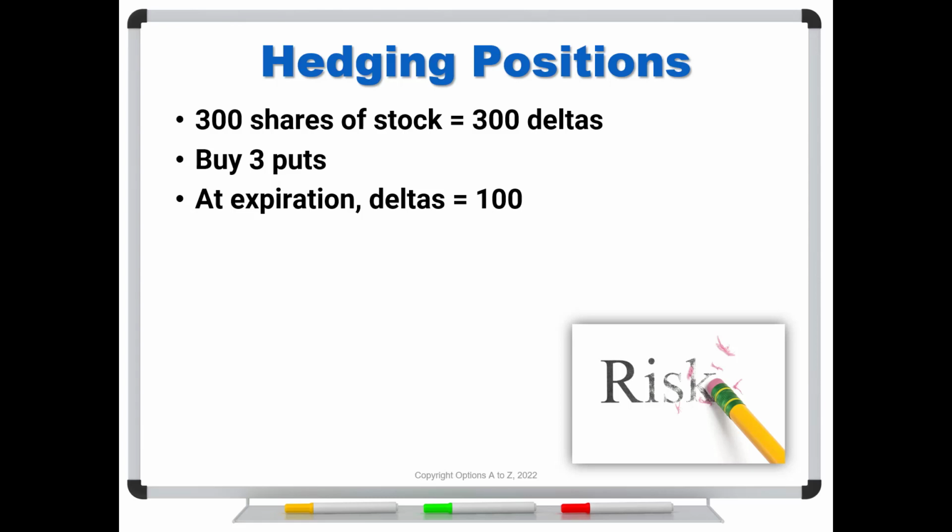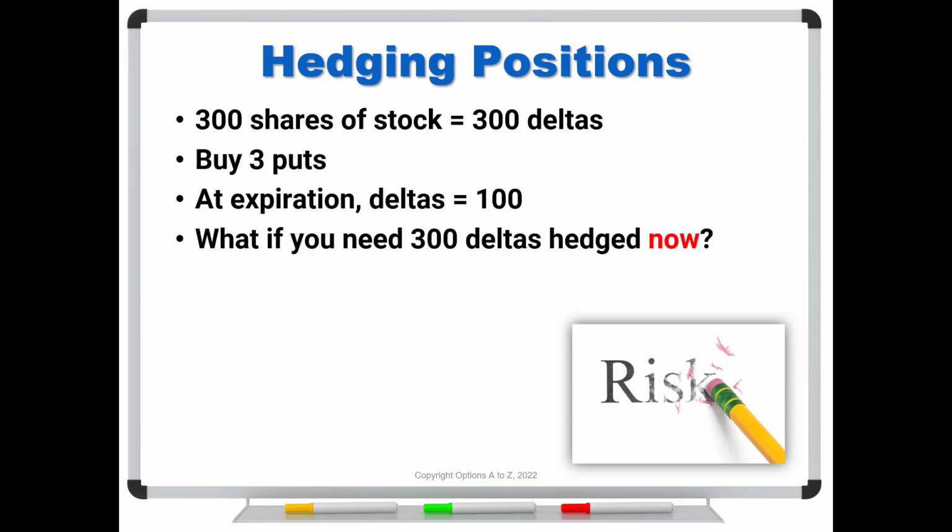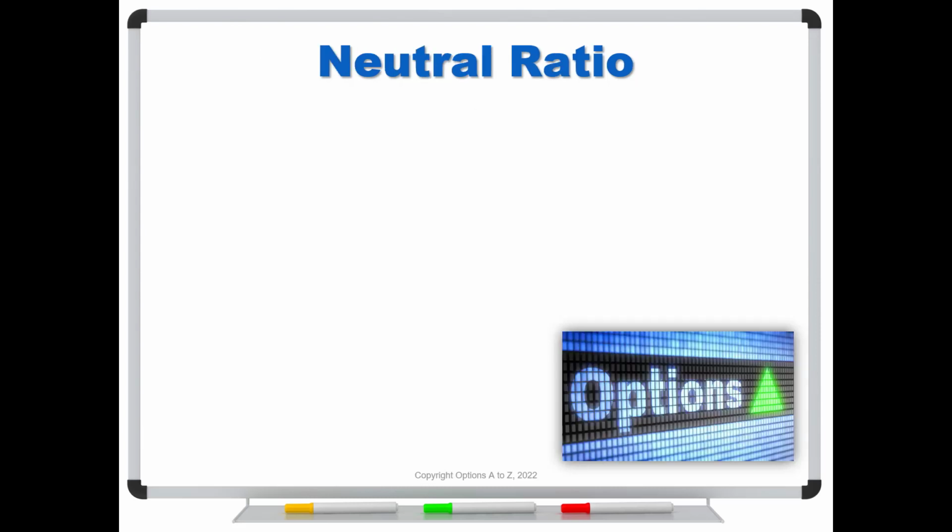But if those put options are in the money at expiration, then they will be worth 300 deltas. And again, if we have 300 shares, that's what we're trying to hedge. We would be neutralized at expiration. But what if you need 300 deltas hedged now? That's a different story, and that's where the neutral ratio comes in.